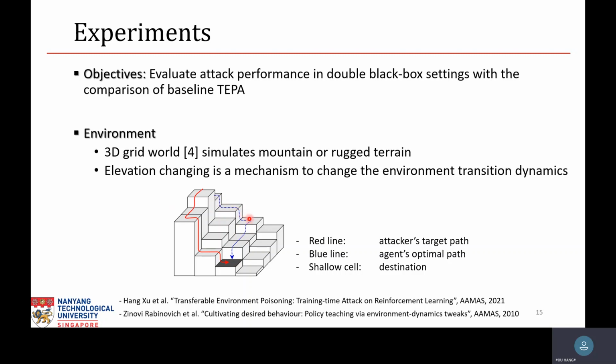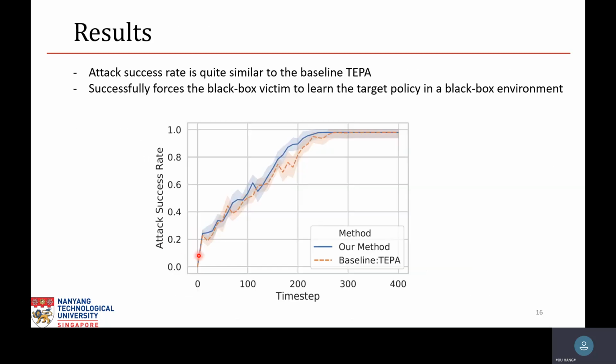Here the blue line represents the optimal policy, but the red line is the attacker's target policy, which means the attacker wants the agent to reach the destination along the border of the grid world. For the first result, we compare our method with the baseline white box TIPA. Here the x-axis is the victim's learning process, the time step, and attack success rate means whether our victim can perform the desired action in the target state.